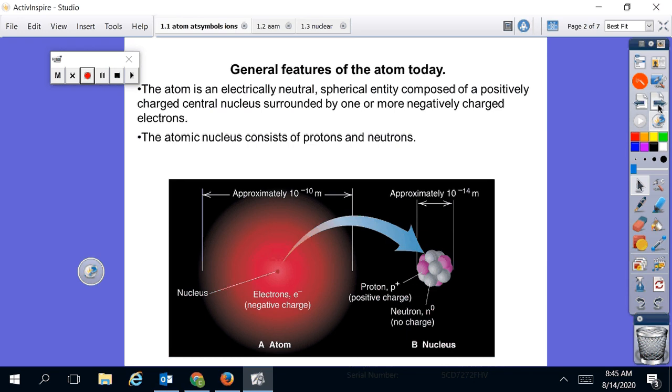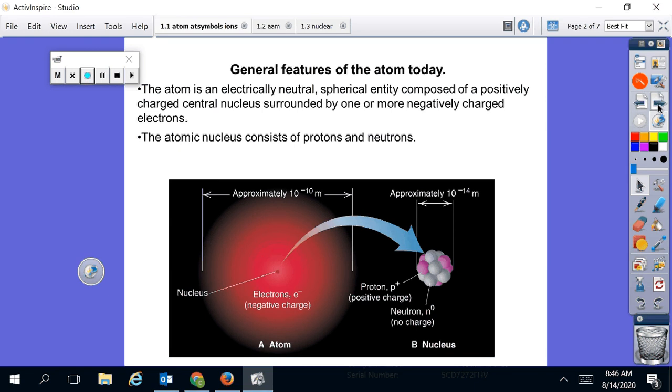First, we're going to talk about the atom as we know it today. We know that it's an electrically neutral, spherical entity made up of a positively charged nucleus surrounded by negatively charged electrons. The nucleus has both protons, which are positively charged, and neutrons, which have no charge.